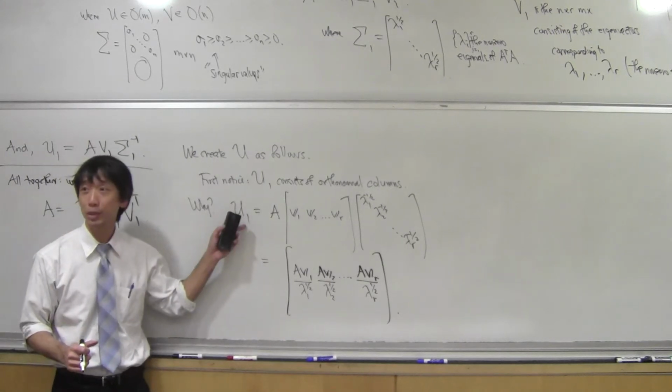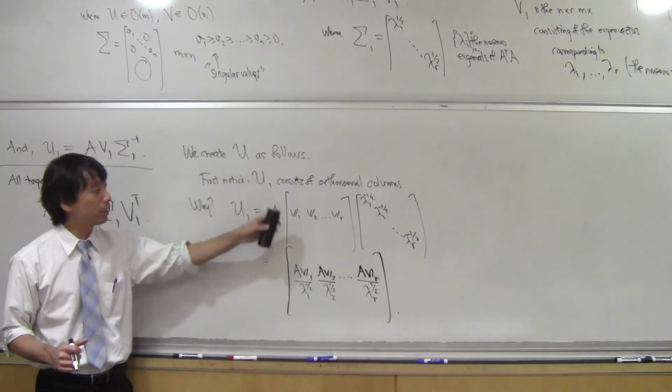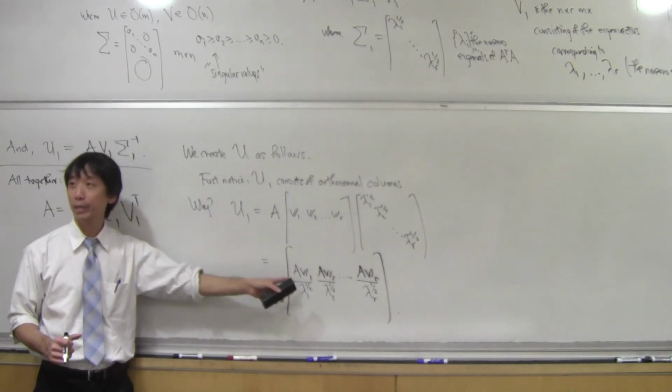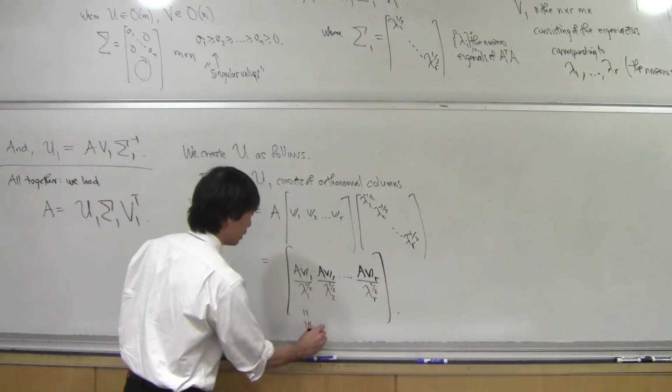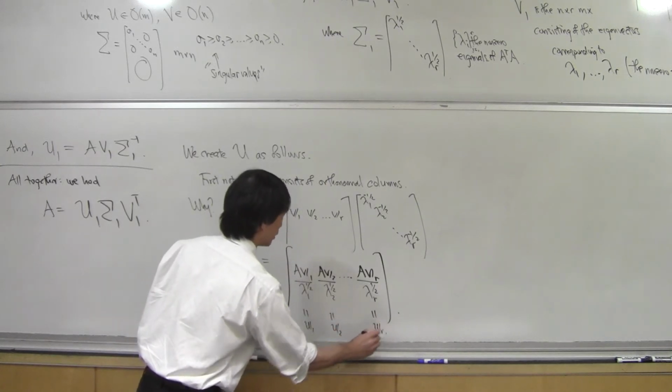Okay, so this is just multiplication. We're looking at what U1 is, and we're trying to see that the columns are actually orthonormal. They're orthogonal to each other, and they have norm 1. Okay, so let's call these U1, U2, through UR.